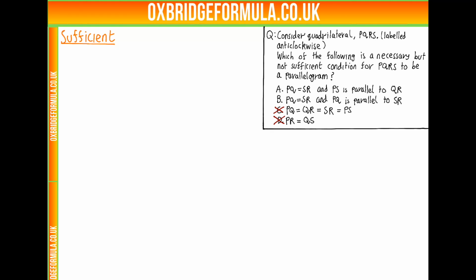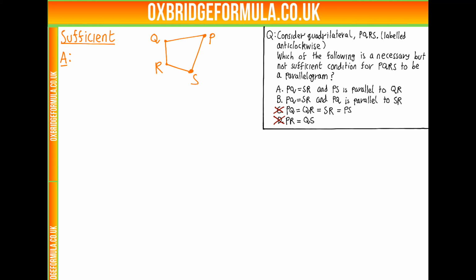So now let's look at sufficiency. Let's start with A. So if A was not sufficient, what would we have? Well, we'd have PQ equals SR and PS is parallel to QR, so we'd have condition A, but it would not be a parallelogram. So here's an arbitrary quadrilateral to keep track of what this means. A means some pair of opposite sides have the same length and the other pair of opposite sides are parallel. So how do we build a counterexample?